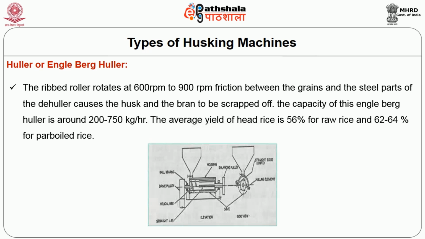The ribbed roller rotates at 600 rpm to 900 rpm. Friction between the grains and the steel part of the dehuller causes the husk and the bran to be scraped off. The capacity of this type of huller is around 200 to 750 kg per hour. The average yield of head rice is 56% for raw rice, and 62 to 64% for parboiled rice.